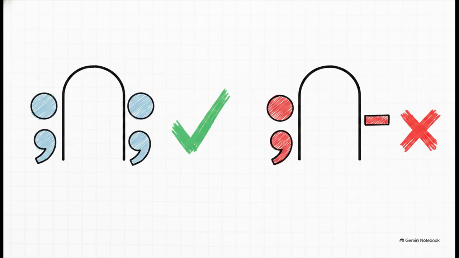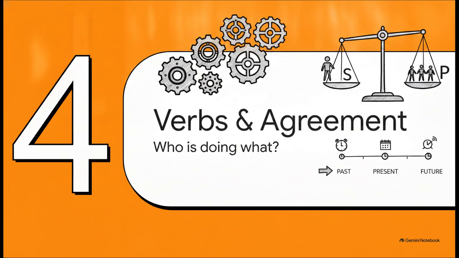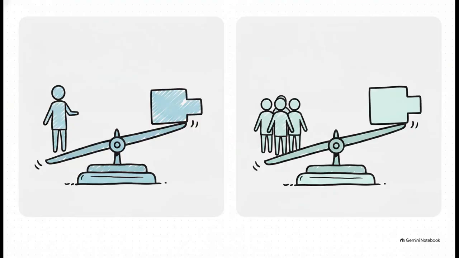Don't fall for it. All right, Section 4, verbs, tense, and agreement. Who is doing what? I want to highlight something that feels incredibly counterintuitive here, but Meltzer points it out perfectly. Think about nouns for a second. To make a noun plural, we usually add an S, right? 1 apple, 2 apples. But verbs do the exact opposite.